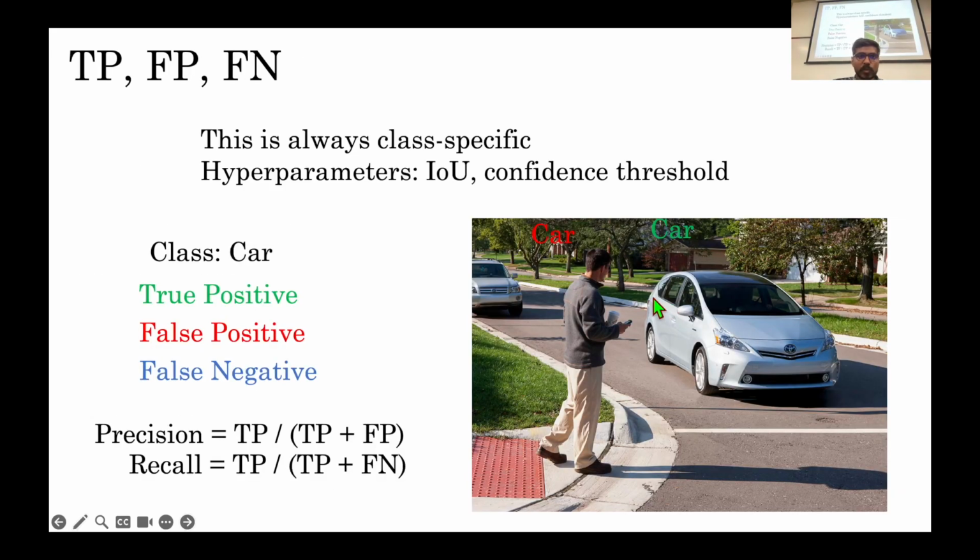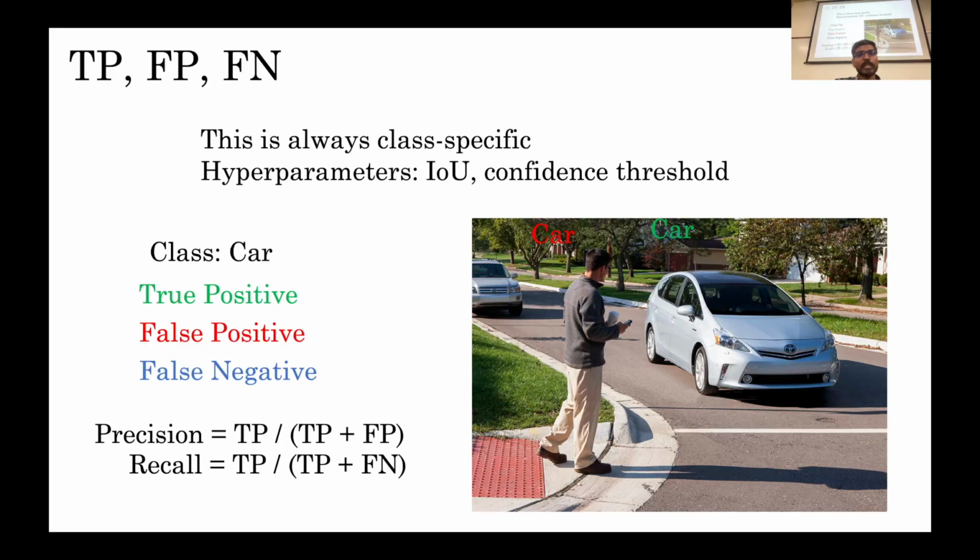For a car class, let us say there is a ground truth box around this car, and the predicted bounding box is also around the same car. In that case, we will call it a true positive. If the bounding box is around a person and it says car, that is a false positive. And if the algorithm is not able to detect this car, we will call it a false negative. As simple as this, and then you know the formulas of precision and recall to compute these values from TP, FP and FN.